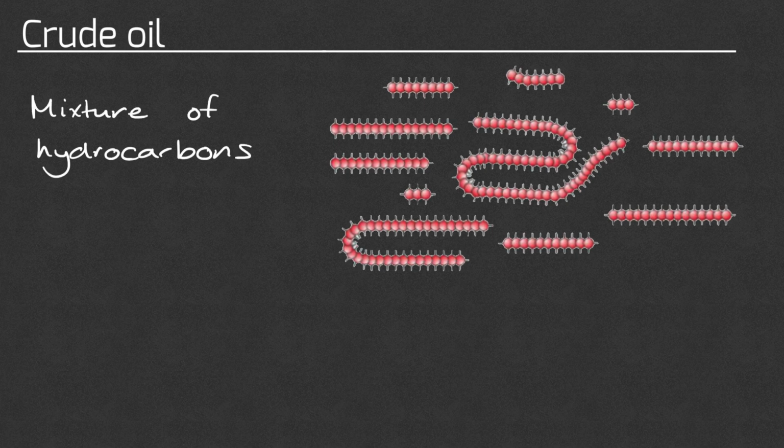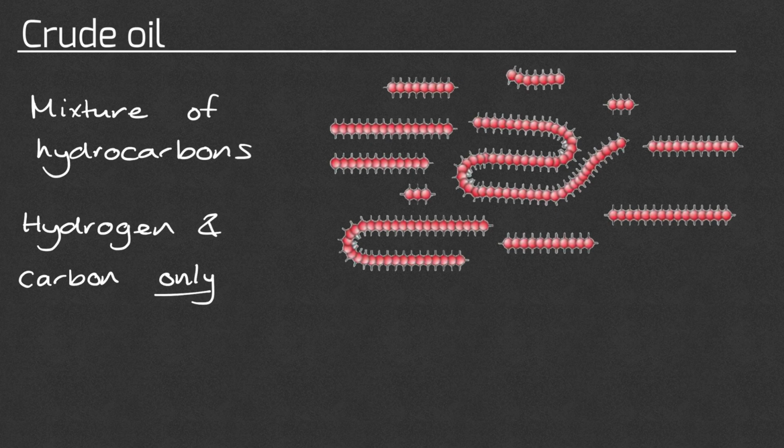Crude oil is a mixture of different hydrocarbons. A hydrocarbon is a molecule which contains hydrogen and carbon only, so there are no other atoms in a hydrocarbon except for hydrogen and carbon. Crude oil contains different lengths of hydrocarbon chains. You can have some shorter chains and some longer chains.